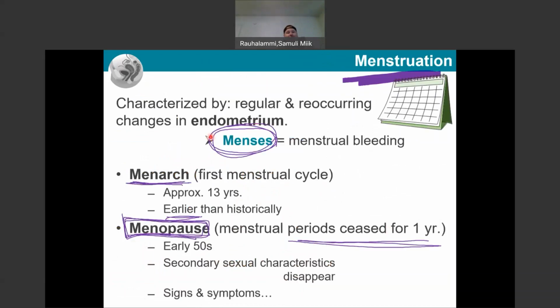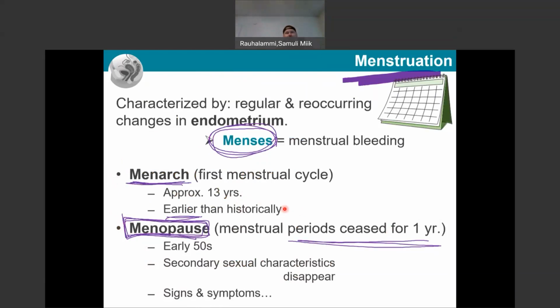A couple of terms that I wanted to introduce. Menses refer to the menstrual bleeding, and menarche is the first menstrual cycle that we see. And menopause is defined by a clinical criterion, when there's been a full year of no menstrual bleeding. We end up seeing that menarche happens earlier than ever before historically nowadays.